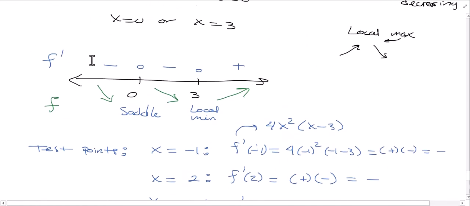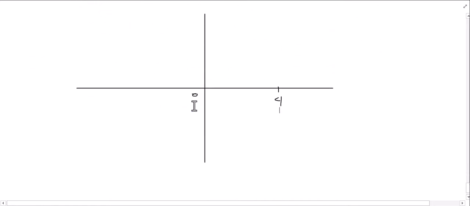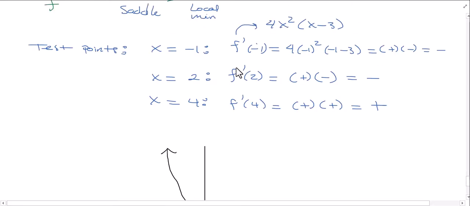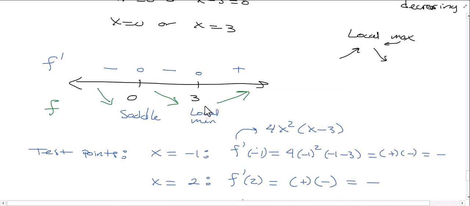But looking at this, I know that my function is decreasing from minus infinity to 0, crosses 0, and then continues to decrease. So what that tells me is that since it's going to behave like the x cubed but is decreasing, it's going to have a saddle right there. Bear with me as I try to do this freehand. So it's decreasing, we cross 0, it does the cubic thing, and then it continues to decrease. And at some point, where did we reach our minimum? Local min is at 3, and then it goes back up.